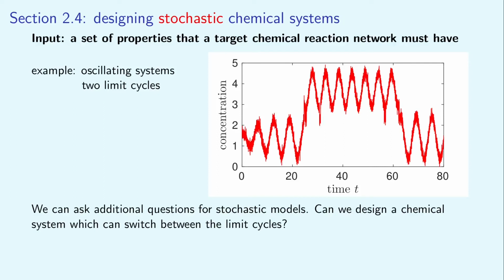Having two stable limit cycles is analogical to having two favorable states. So stochastic modeling can be further used to pose additional questions. Can we design a chemical system which can switch between the limit cycles? I have schematically illustrated such a behavior here. The stochastic system oscillates around one of the limit cycles with some fluctuations. Then the noise is occasionally large enough to switch to the second limit cycle, and we stochastically switch back and forth. In a similar way, as systems with multiple favorable states can stochastically switch between them.